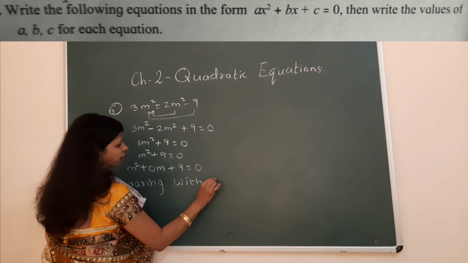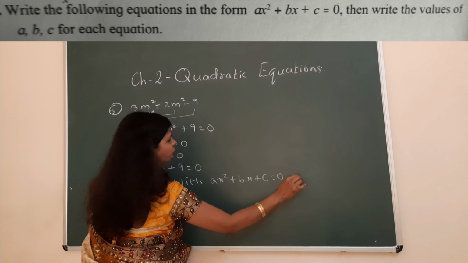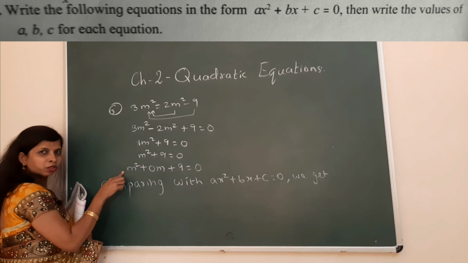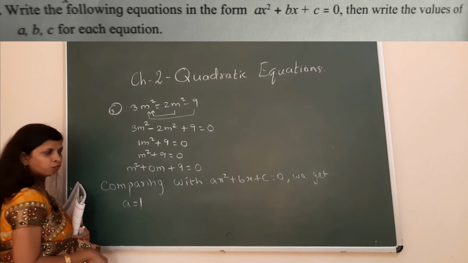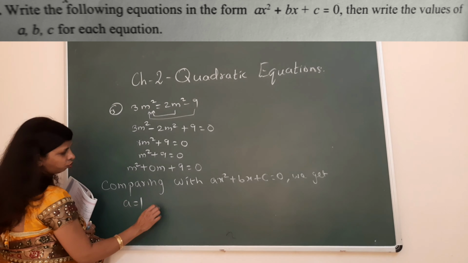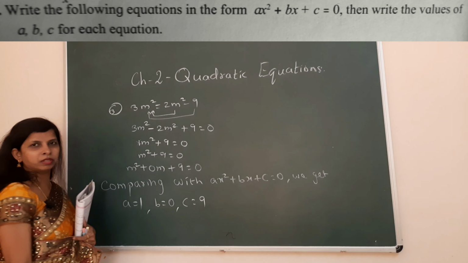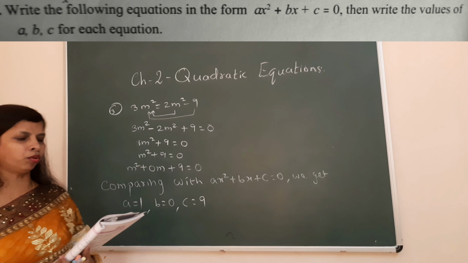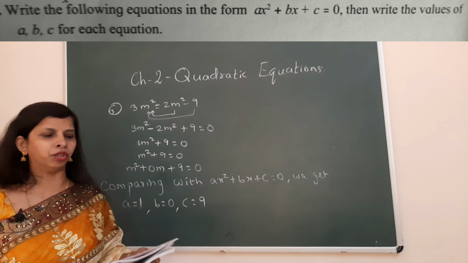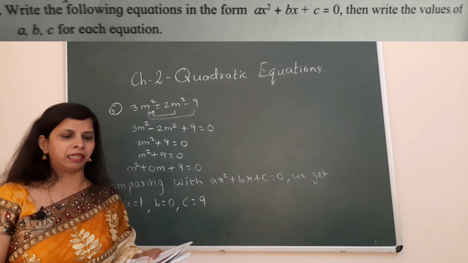Comparing with ax square plus bx plus c equal to 0, we get the coefficient along with m square, which is your a, that is 1. With only m you have 0, so this will be b, and the constant term will be 9, c equal to 9. Got it? This is how to write the given equation in the form of ax square plus bx plus c equal to 0, and then identify the values of a, b and c.